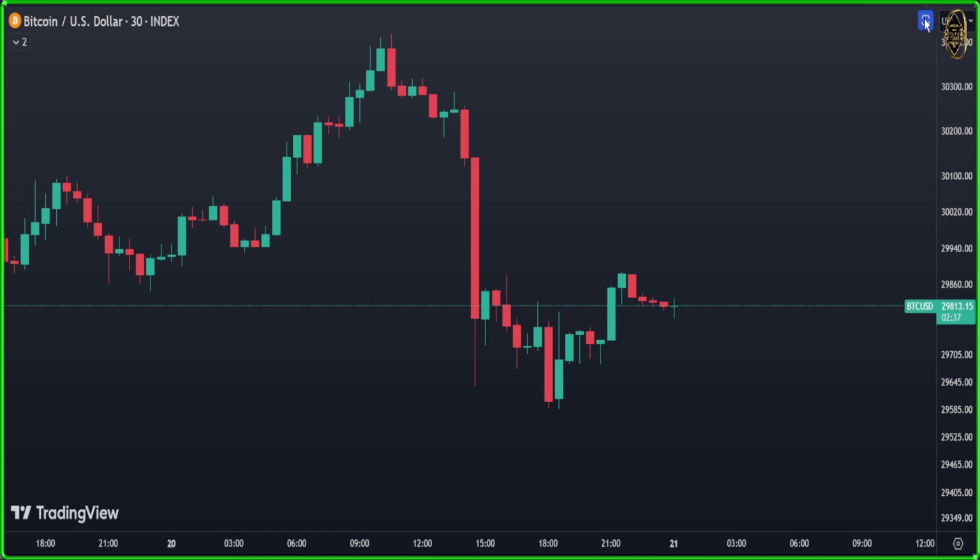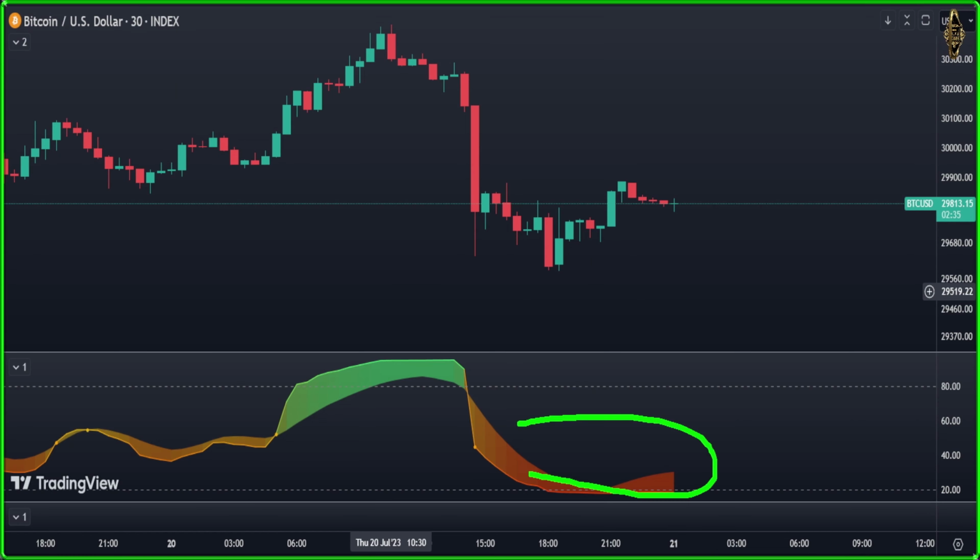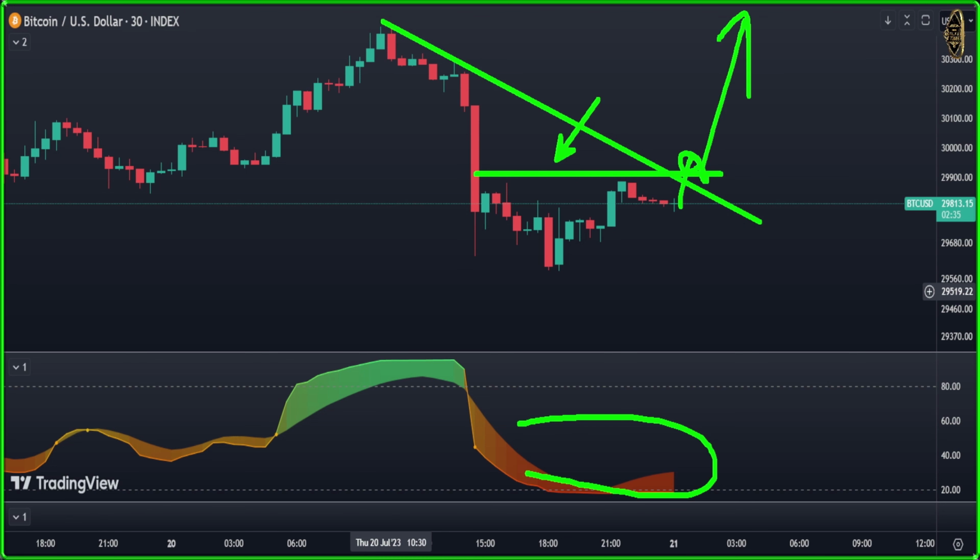Let's see what our indicator is saying. Our indicator, as you see, is here at the oversold area level. I told you to be focused on that level here, as you see, and the trend line here, that one here. If the market breaks above here, you can enter long again. Everything is very clear, guys.